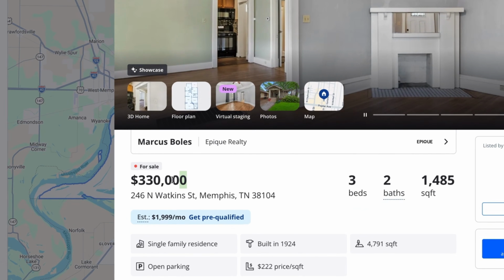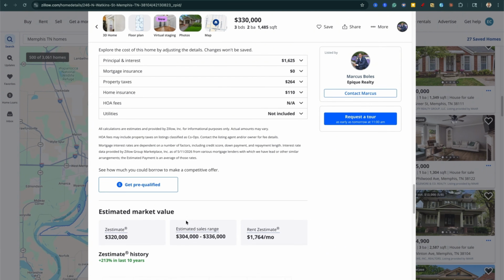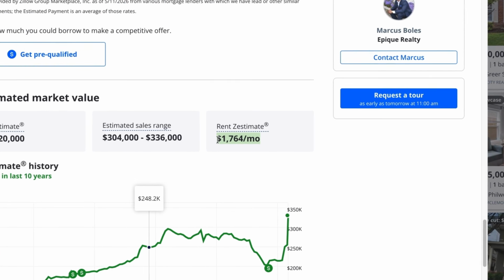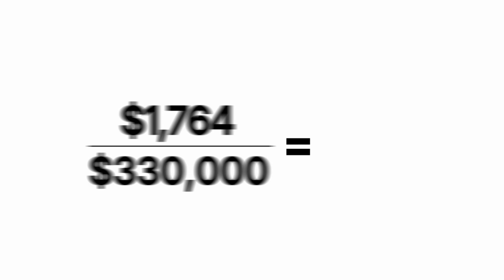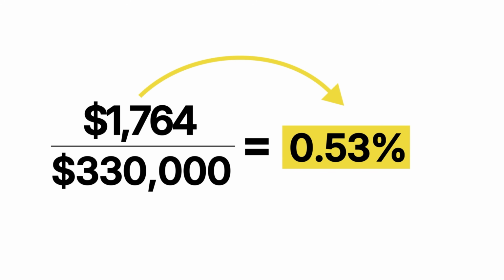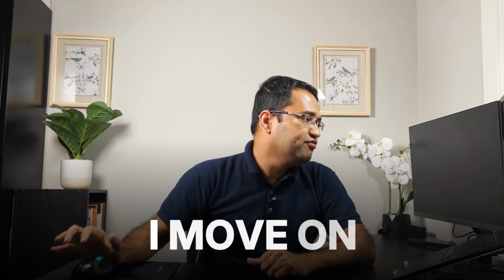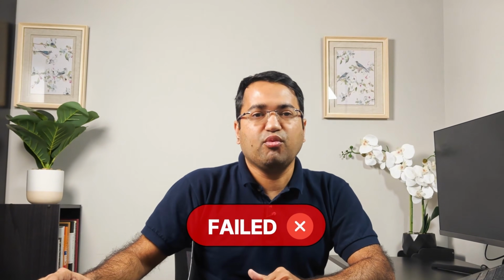Now watch what happens with this one. $330,000 property. Look into the rent estimate. Rent estimate is $1,764 per month. And if you divide 1764 by the purchase price, $333,000, you get only 0.53%. Half of what we need. I don't even open the listing. I move on because these will not meet the 1% rule.